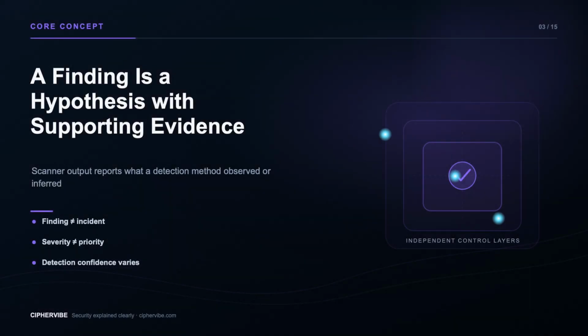Start with the right mental model. A scan finding is a hypothesis supported by some detection evidence. It may come from a software banner, an authenticated package inventory, a configuration check, or a probe response. Those methods do not have equal confidence. A finding is not proof of exploitation, and a critical severity is not automatically your first patch. It is a prompt to investigate.